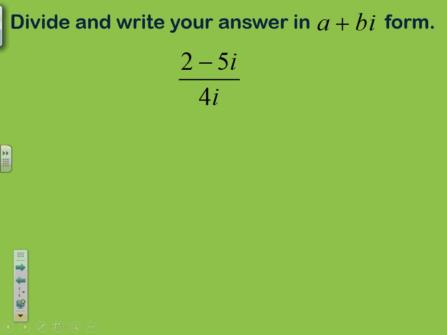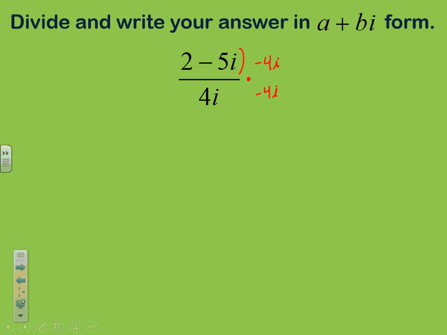Moving on, again, this is very similar to the first problem, except in the denominator, they've already kind of simplified the radical number for us. And in the numerator, we have not just a real number, but a completely complex number. So the conjugate of the denominator in this case would be negative 4i.